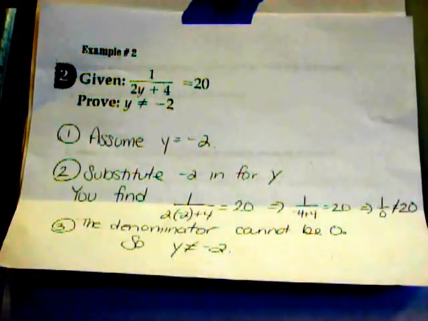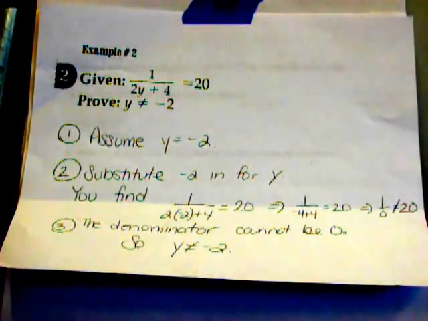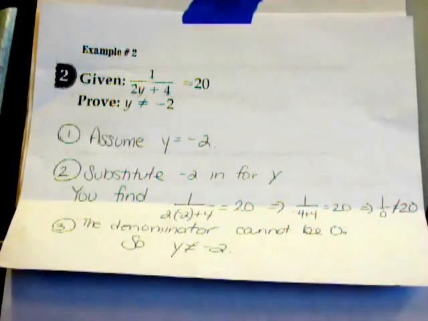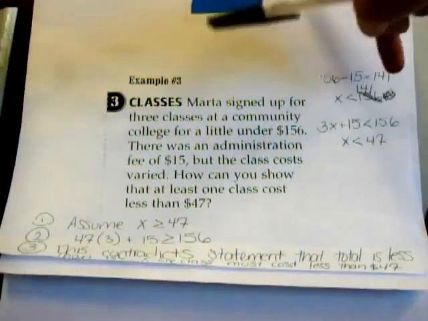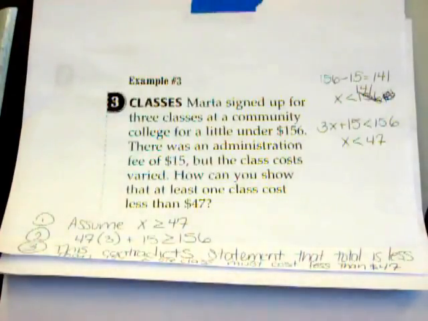Alright, so when you guys are back, I'm just going to put up this example for you guys. Alright, so let's go through this. Let's just read through what they gave us. Marta signed up for 3 classes at a community college for a little under $156, so she paid less. There was an administration fee of $15, but class costs varied. How can you show that at least one class costs less than $47?